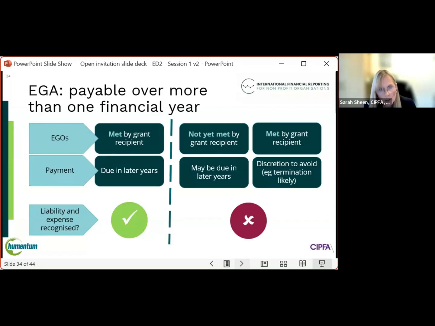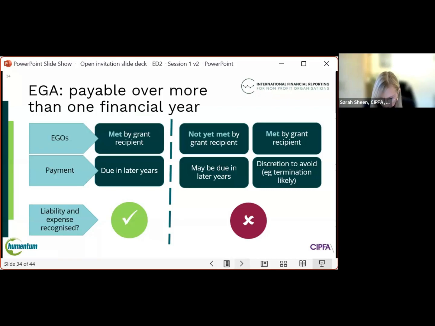An important point, and one of the reasons that sits behind the stipulations here, is that an EGA might be payable over more than one financial year. So EGAs may be payable over the period of more than one financial year, but where a grant providing MPO has a present obligation to transfer resources because the grant recipient has met its EGOs, it recognises a liability and an expense. This will be for the total amount of the resources to be transferred to the recipient, and it must be recognised even if the payment hasn't been made. So it's even if it's in a future reporting period.